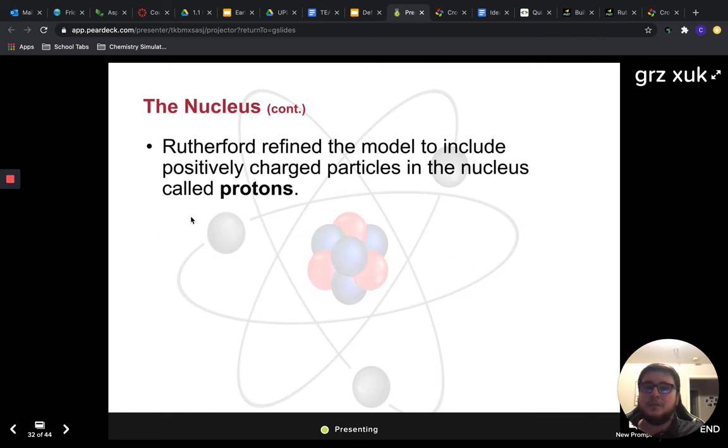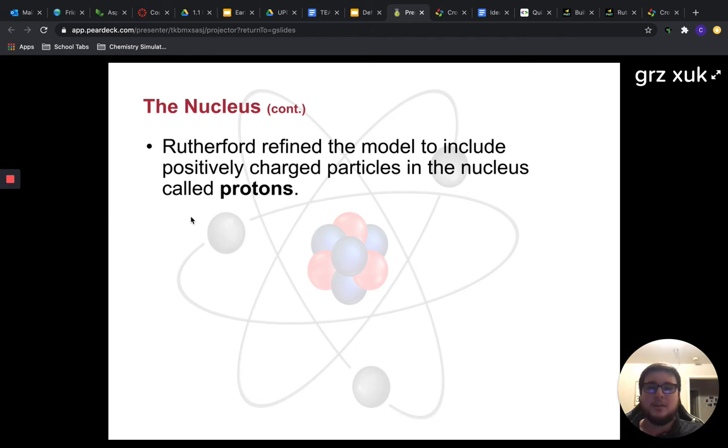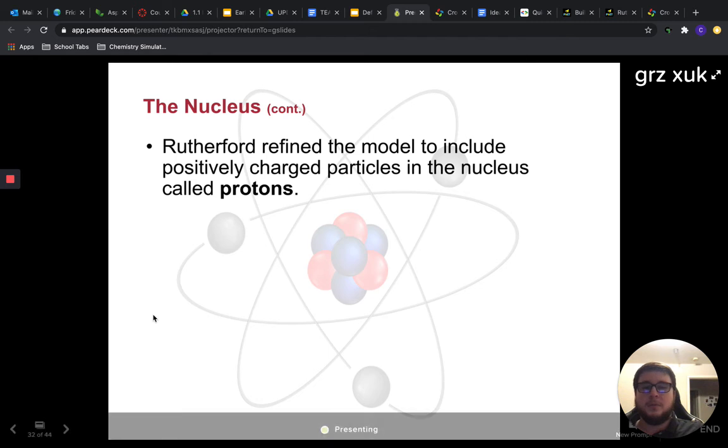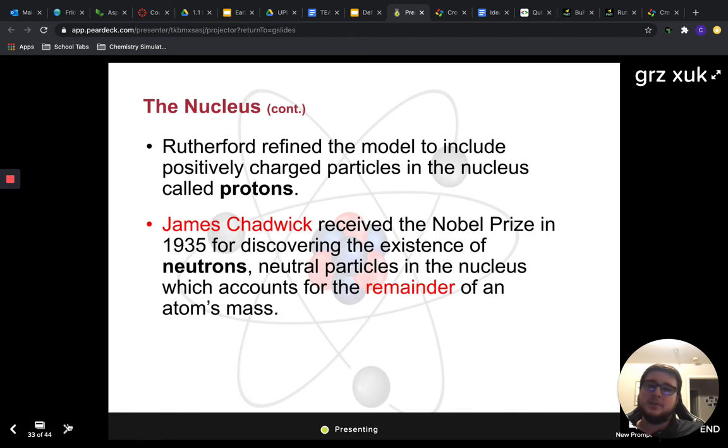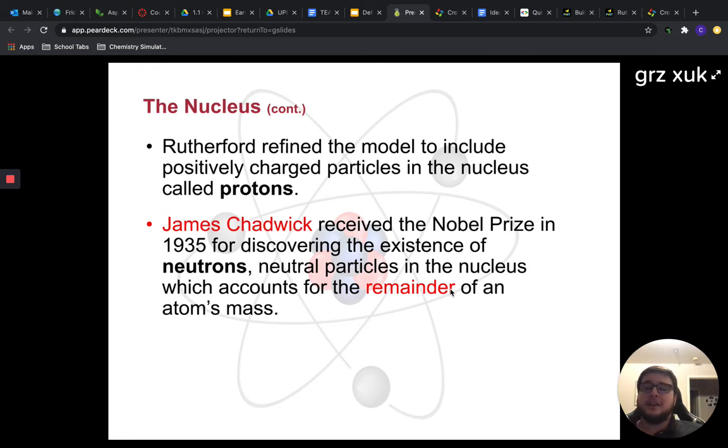So this is the discovery of our second subatomic particle. Remember, JJ Thomson discovers the electron. He updates Dalton's model. And then Ernest Rutherford discovers the nucleus and the proton, and he updates Thomson's model. Okay? And then the last piece of the puzzle, James Chadwick receives the Nobel Prize in 1935 for discovering the existence of neutrons, which are neutral particles in the nucleus, which account for the rest of an atom's mass. Okay? So some of the mass of an atom is from protons, the rest of it is from neutrons.